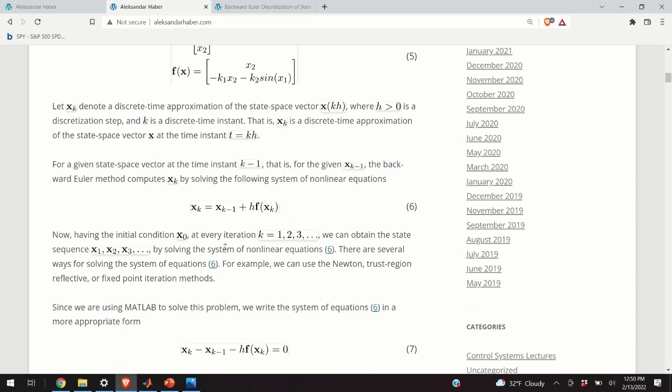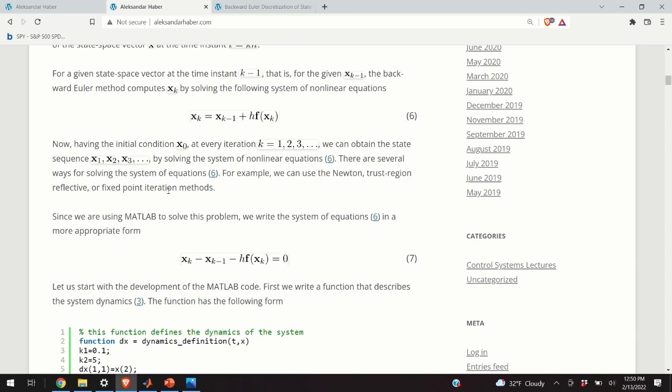So, starting from some initial state x0, at every iteration k = 1, 2, 3, we can obtain the state sequence x1, x2, x3 by solving the system of nonlinear equations. Now, there are many methods for solving this system. However, in order to solve this system by using MATLAB, we will transform equation 6 into the form given by equation 7. That is, we're going to move everything that is on the right-hand side to the left-hand side, and we obtain this equation.